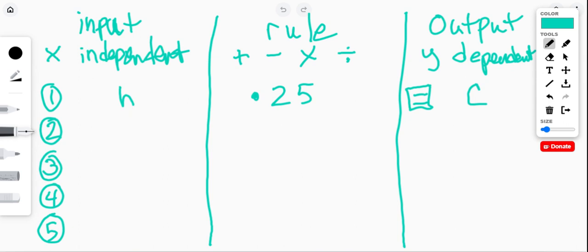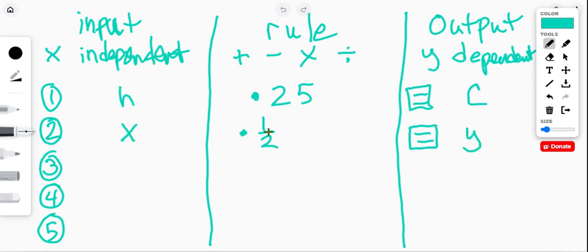Okay. Number 2, we have the equation y equals 1/2 times x. So 1/2 times x, and the x is going to be the input, and the output is going to be equal to y.